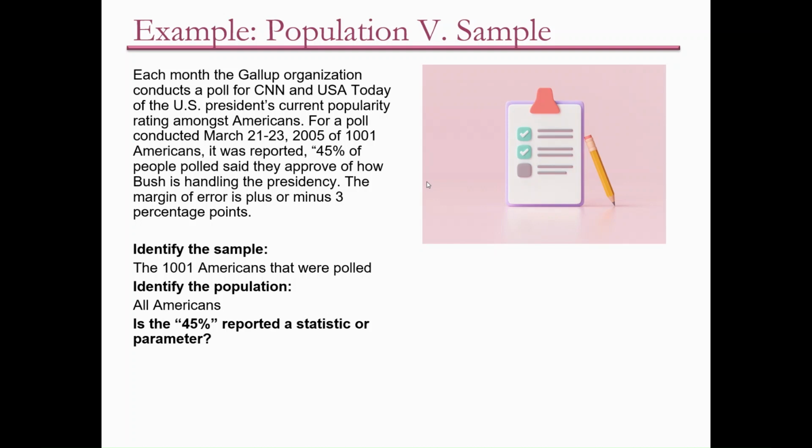All right. And then next here, it asks, is the 45% reported a statistic or a parameter? So what we need to ask ourselves is, did that 45% come from the population or did it come from a sample? Well, that 45% came from the 1,001 people surveyed. Those were the people in our sample. So this 45%, we will actually call it a statistic. Had we surveyed all Americans and came up with the percentage of people that said that they approved of how Bush was handling the presidency, we would call that the parameter. But we didn't do that.